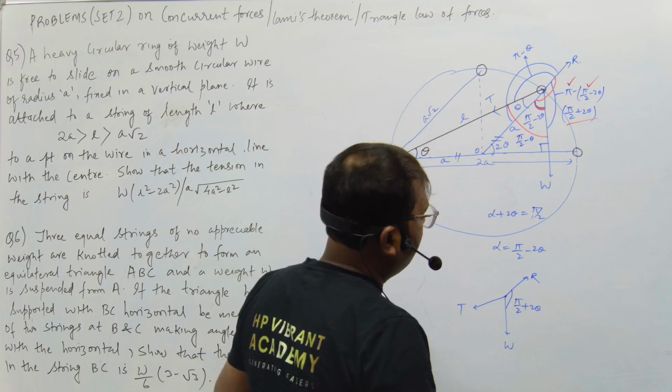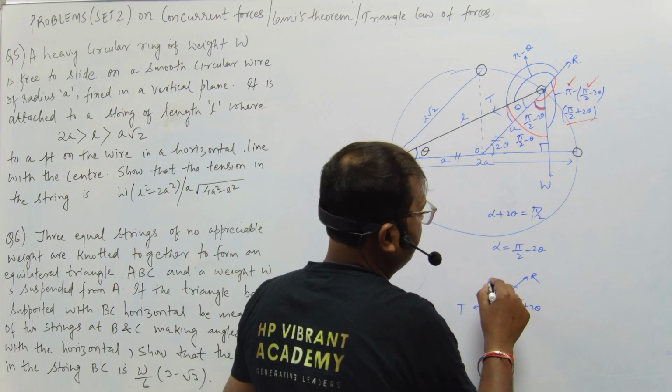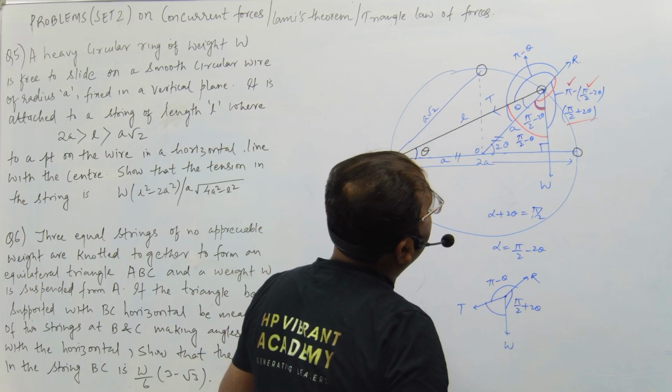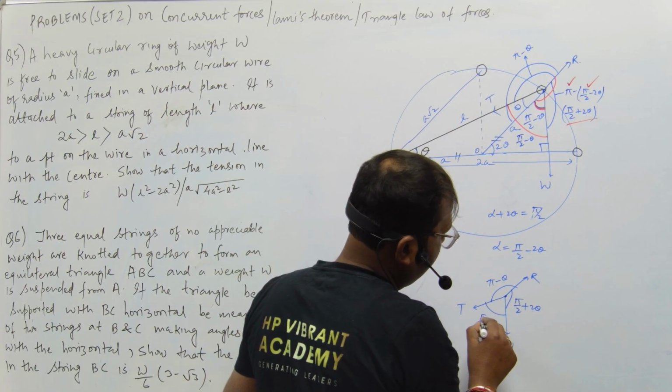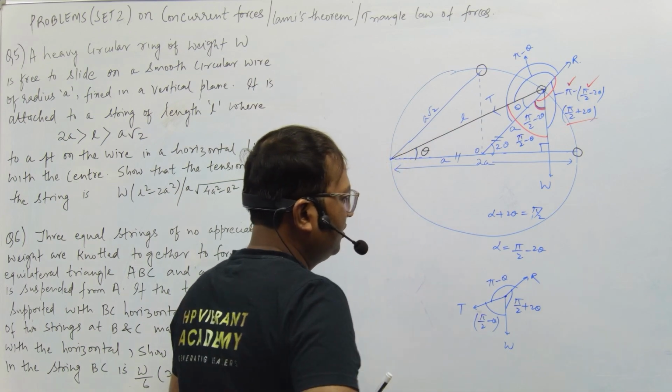The angle between R and T is pi minus theta. The angle between T and W is pi by 2 minus theta. Now let us apply Lami's theorem.